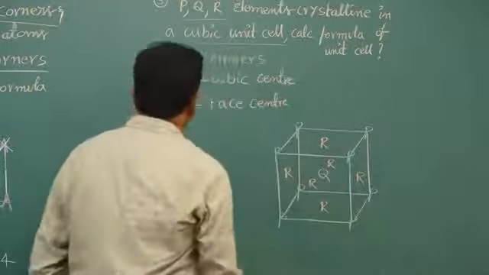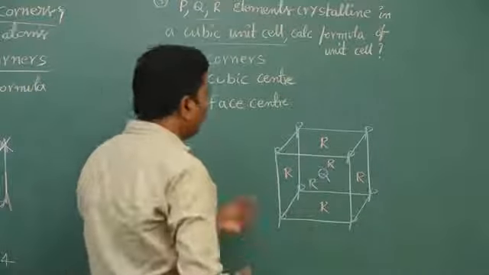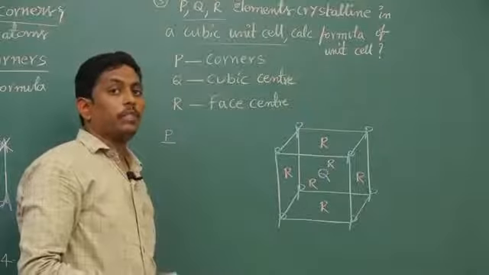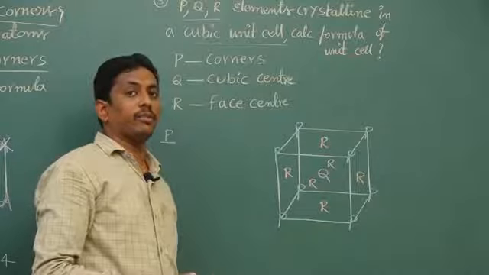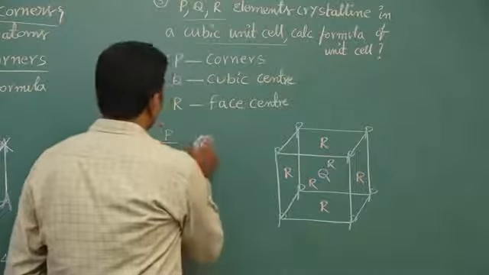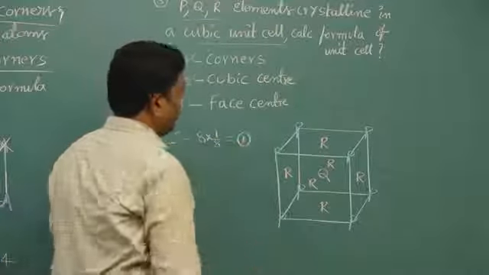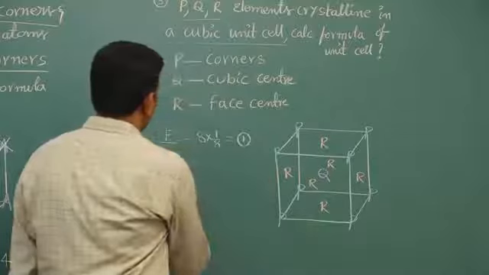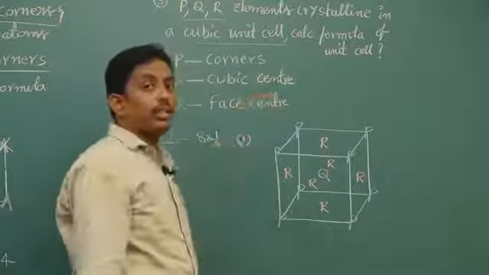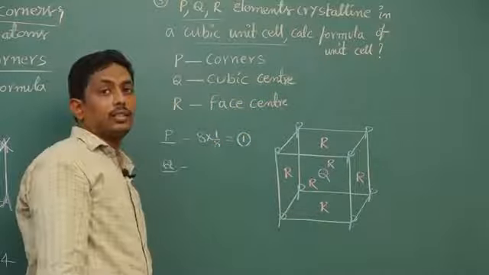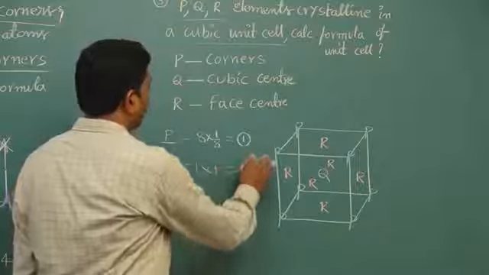Now we need to calculate how many P's, how many Q's, how many R's. P is present at corners. How many corners? 8. If a particle is present at a corner, contribution is 1 by 8. So P, 8 into 1 by 8, is equal to 1. Next Q. Q is present at the cubic center, means body center. How many body centers are there for a cube? 1. Contribution 1, so it is equal to 1.